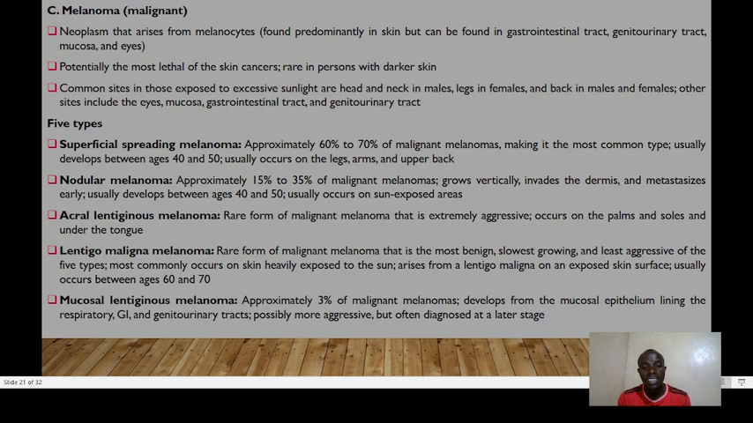It's a rare form of the malignant melanoma and is the most benign, slowly growing and least aggressive of the five types. Most common occurs on the skin heavily exposed to the sun, arises from the lentigo maligna on the exposed skin surface, and usually occurs between ages 60 to 70. Lastly, we have mucosal lentiginous melanoma. It's approximately 3% and develops from the mucosal epithelium lining the respiratory, GI, genitourinary tract, possibly more aggressive, but often diagnosed at a later stage.